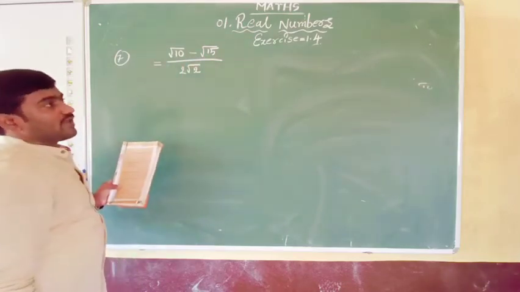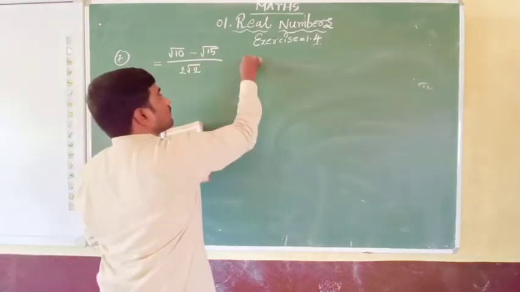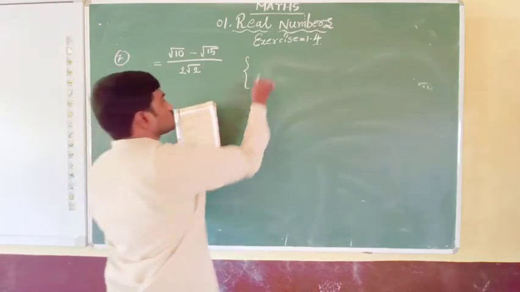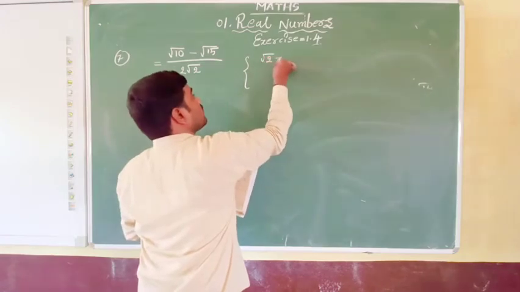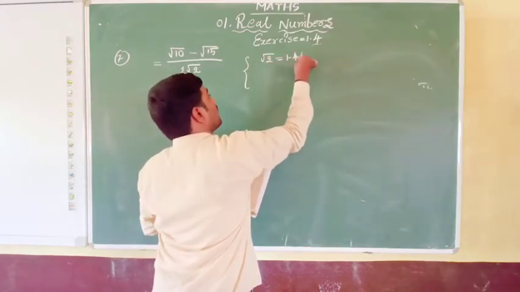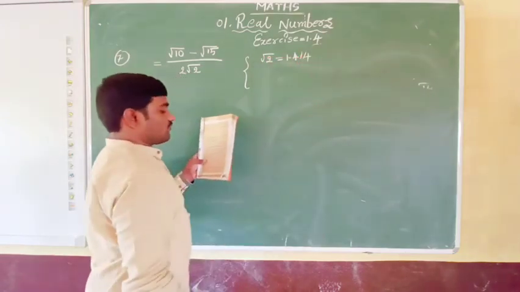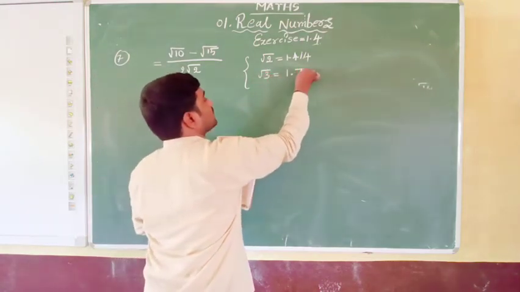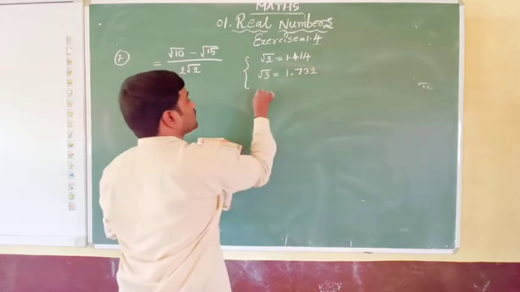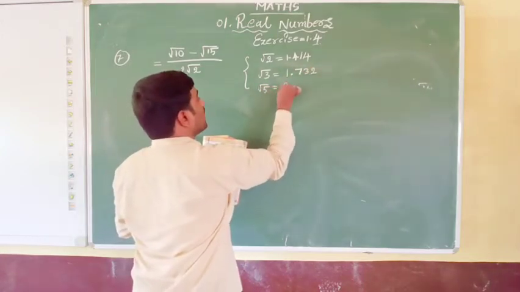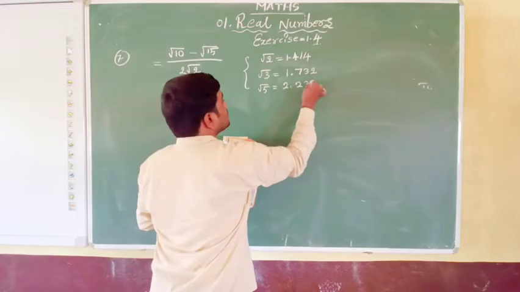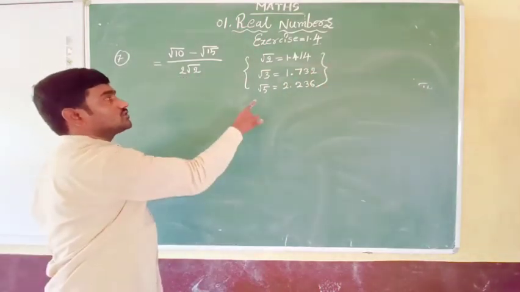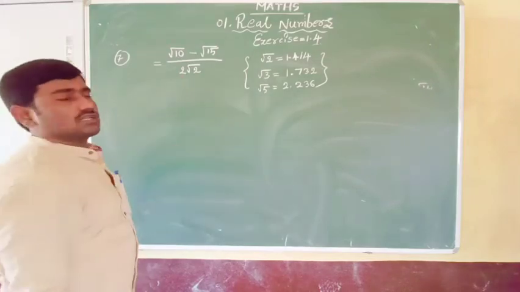Here they have given a clue actually. Let's see what values they have given. They have given the root 2 value, that is 1.414, and also the root 3 value, that is 1.732, and we also know the root 5 value, that is 2.236. These are the values they have given. By using these values, we need to find out the value of this irrational number.